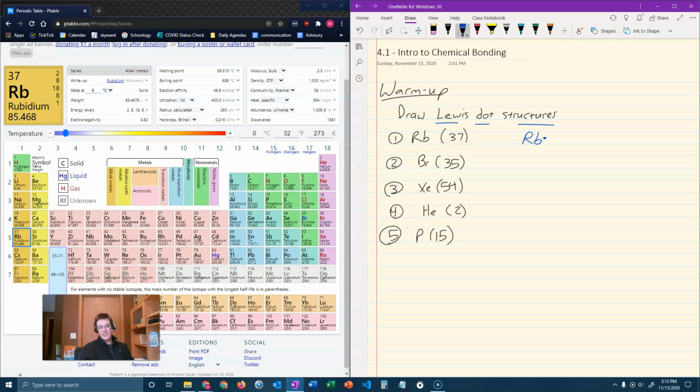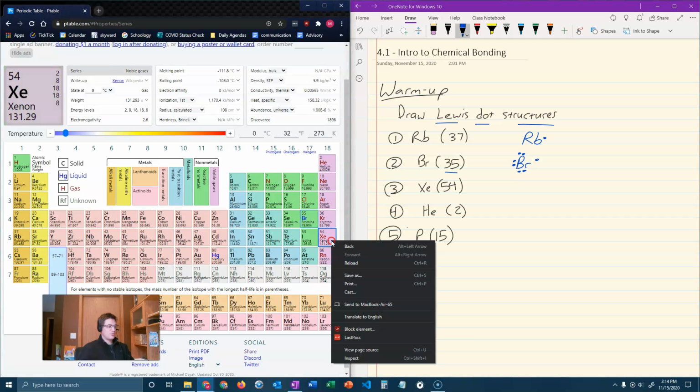And so we put 1 dot there. And remember, the valence electrons are the ones in the outside shell. There are many layers of electrons in rubidium, 5 layers to be specific. And in that 5th outside layer, there's 1 electron. Bromine is number 35. That's right here in group 17. If it's in group 17, that means it has 7 valence electrons. So I put 7 dots in the Lewis dot structure.